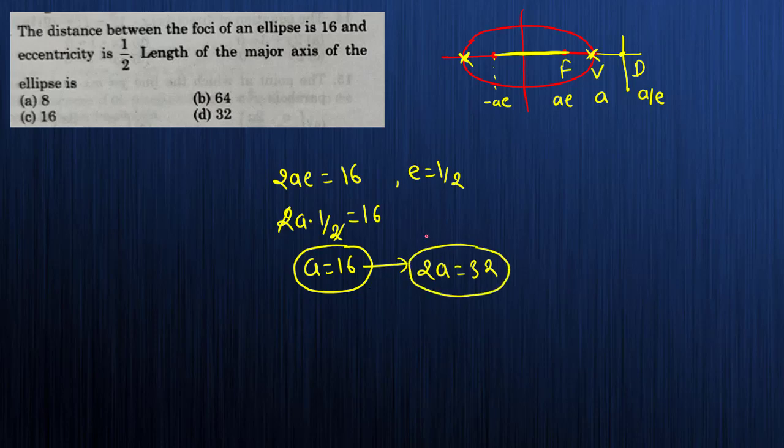If they are asking in the same question for the length of the minor axis, then what will you do? We'll find out the value of b first. How will you find b? See, you know the relation between a, b and e. You can easily find the value of b, and if you double it you will get the length of the minor axis. In this question they have just asked for the length of the major axis. So the major axis is nothing but 2a.